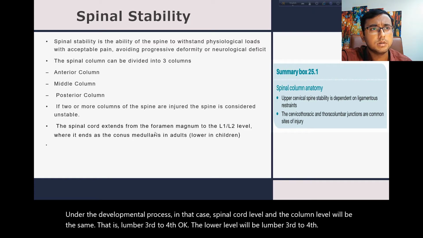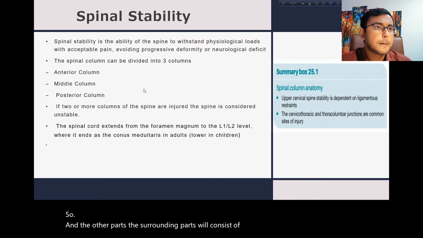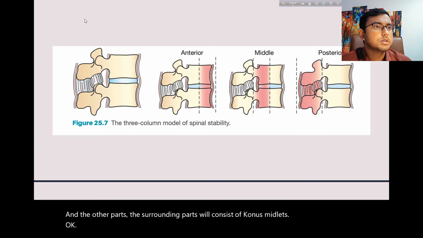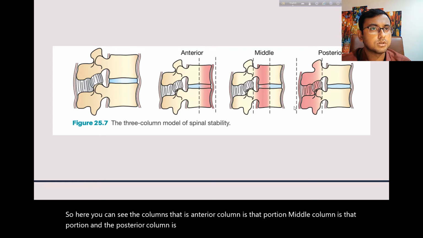And the other surrounding parts consist of the conus medullaris. Here you can see the columns: the anterior column is that portion, the middle column is that portion, and the posterior column lies much posteriorly. So these are the 3 columns.